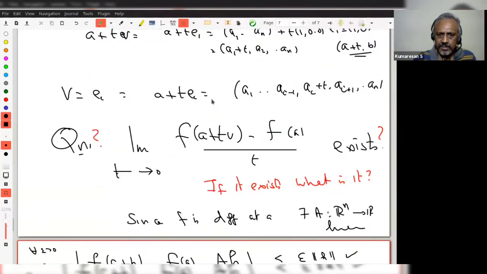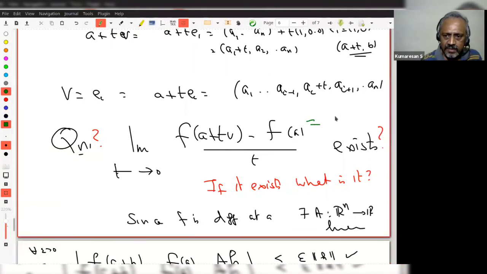Now do you understand this? What you have shown is this limit exists and this is a very crucial thing. Not only do we know the limit exists, we know it is nothing other than, since f is differentiable, there is a linear map, that linear map acting on the vector v. This limit is this. This is what we have proved.